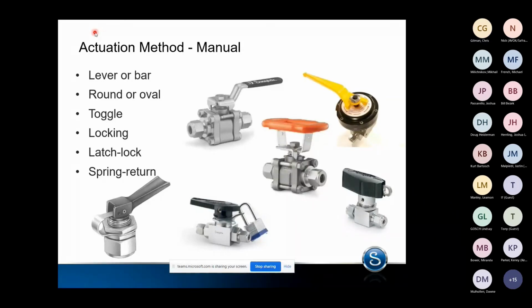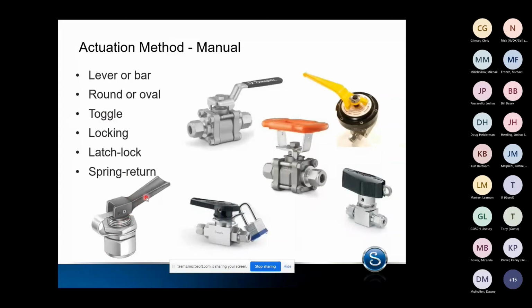So we're going to talk real quick about the actuation method. In this case, we'll start with manual valves. That's going to be our most common traditionally. Normally for manual actuation, we're going to see either a lever or a bar. It could be a round or oval for needle valves. There's options for a toggle handle on a needle valve option.